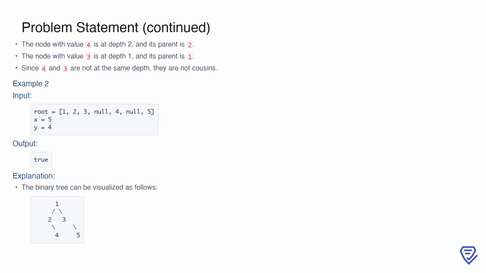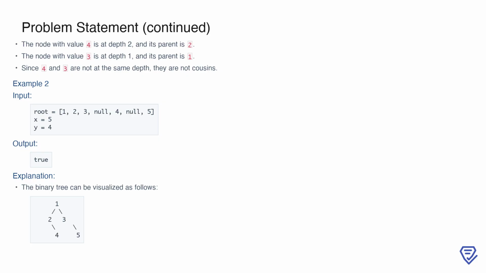Now, consider a second example where the input tree is represented as 1, 2, 3, null, 4, null, 5, and we are checking for x equals 5 and y equals 4. In this case, the function returns true. Here, the tree can be visualized with node 1 as the root, nodes 2 and 3 as its children, node 4 as the right child of node 2, and node 5 as the right child of node 3.